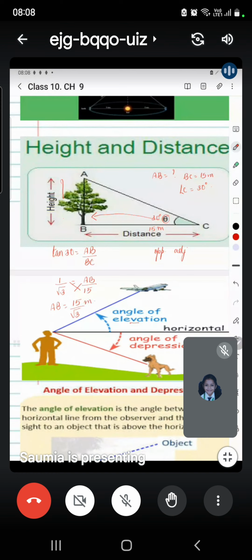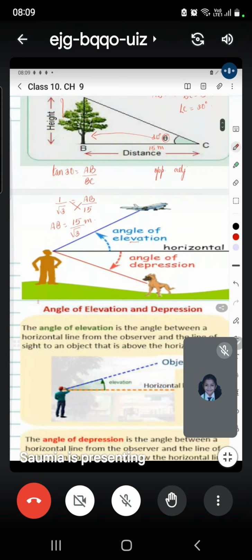This is how we are going to use trigonometric ratios in different situations that are going to come in this chapter. You got an idea what we are going to do in this chapter? Yes, ma'am. Basically finding the missing side.